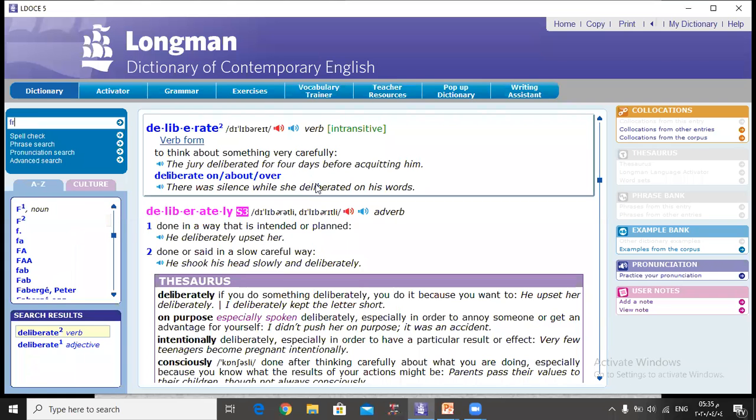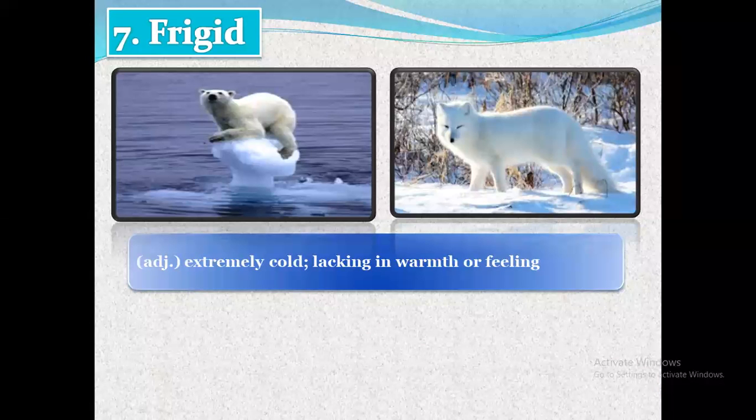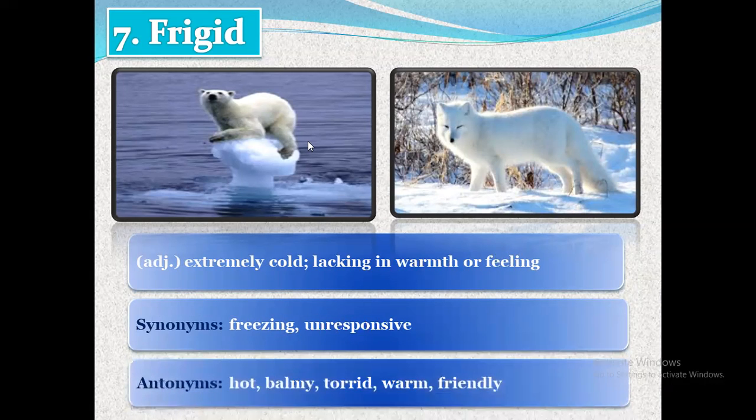We write down here the word frigid, like icy, cold, and so on. Not friendly or kind, but what we need is very cold weather. So the synonyms are freezing or unresponsive. Unresponsive can also mean that someone doesn't have feeling, so it's called frigid. The opposite or the antonyms are hot, balmy, torrid, warm, friendly. All of these words mean hot weather and so on.